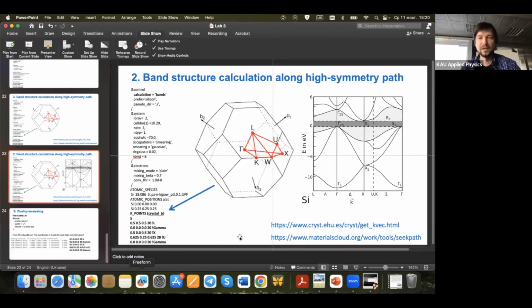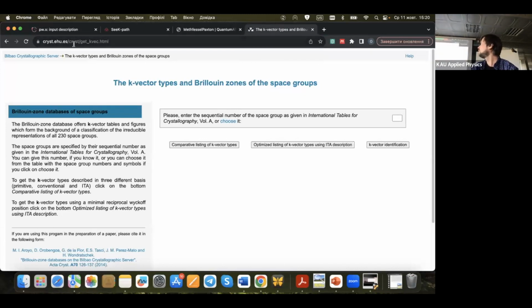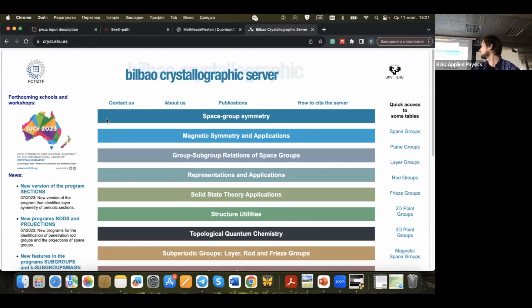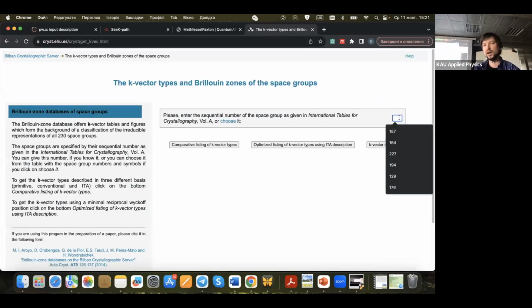How can we choose them? We can choose them with a very useful thing. We have these two sites. One of them is called the Bilbao Crystallographic Server. It's a very useful thing. Or maybe I can send you this link in Telegram. If I Google it, I will get this starting page. Then I should use space group symmetry, then choose K-vector types and Brillouin zones of space groups, K-vector. And then I should choose our space group.